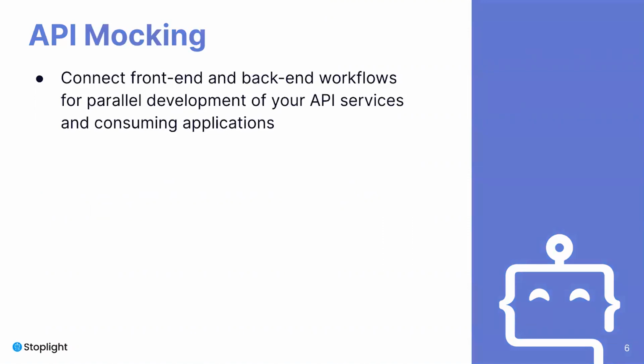With Stoplight's API mocking features, you can instantly create a mock version of your API based on your OpenAPI specification. This allows you to visualize and get feedback on your API designs before spending time on back-end services development. API mocking also allows your front-end client application developers and back-end services development teams to develop their projects in parallel.